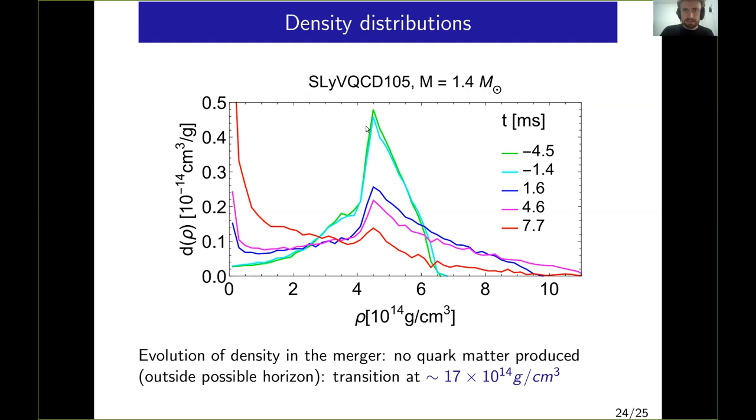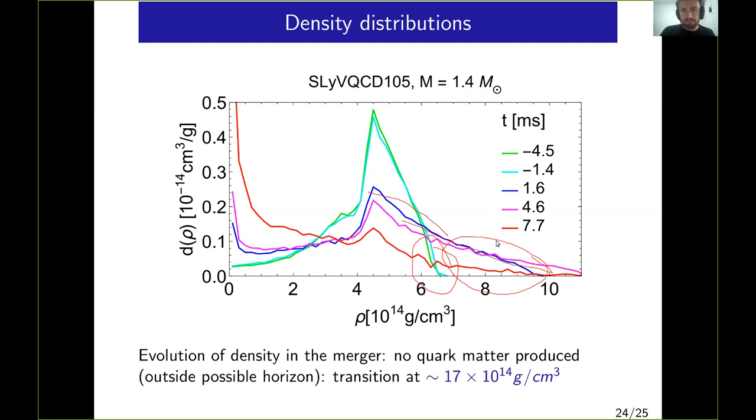So then you just have the profile of these slightly deformed neutron stars. In particular, the maximum density is here, and it's relatively low. But then, these blue, magenta and red curves are after the merger, and you see that the distribution gets this high tail peak.